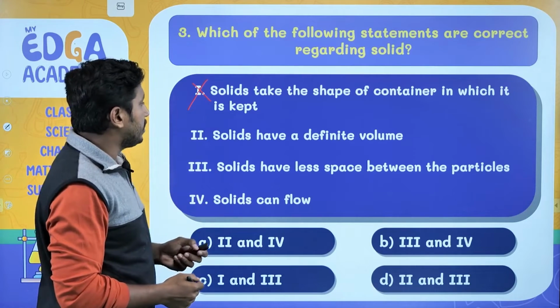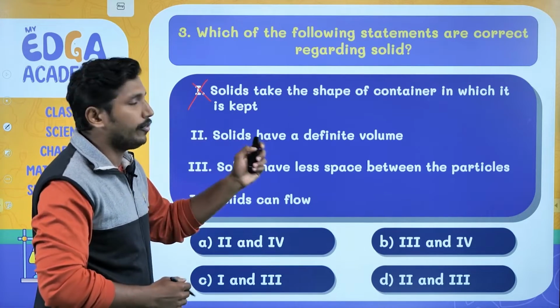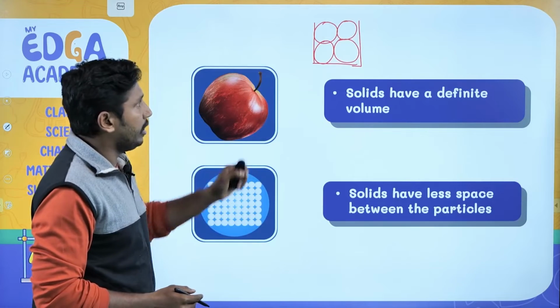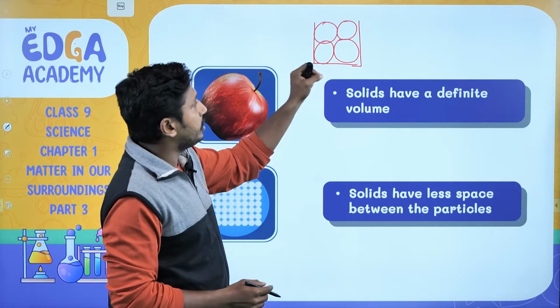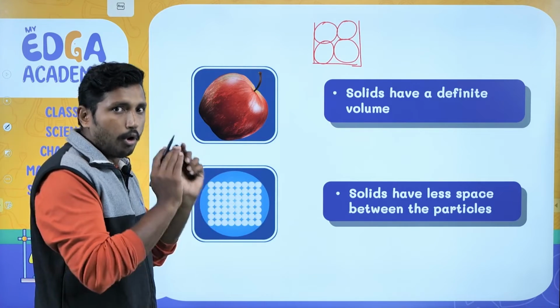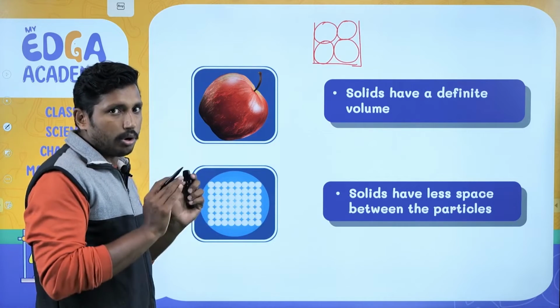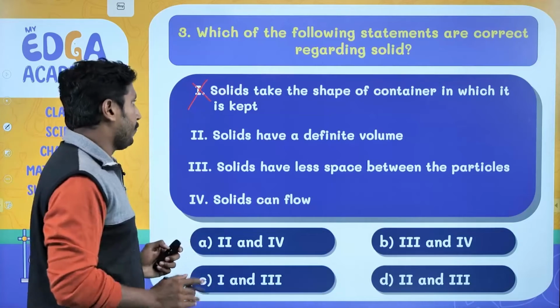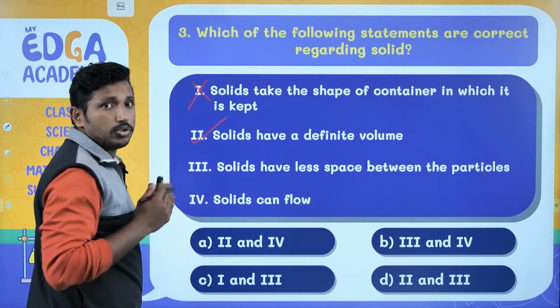And the second statement tells us that solids have a definite volume. As you can see here, all the apples require its own space to occupy, and that means it has its own volume. So we can say that solids have its own volume. So the second statement is true.